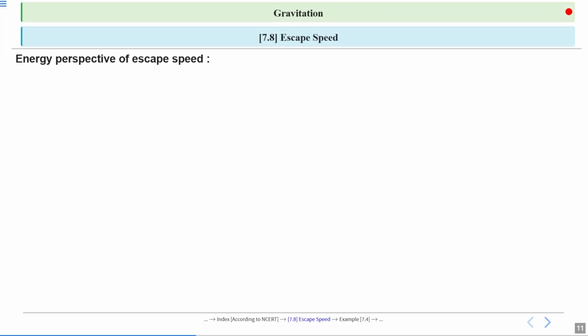So, students, now we are going to explore the energy perspective of escape speed in the context of gravitation. This concept helps us understand how objects can escape the gravitational pull of a planet or star.